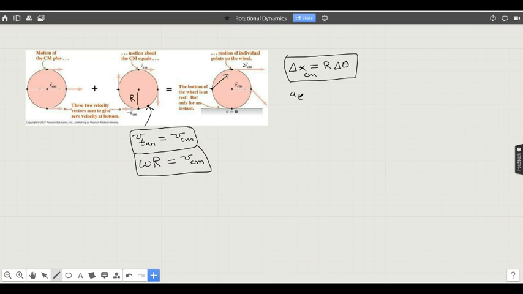Acceleration, same thing. If it's rolling without slipping, the tangential acceleration at the edge of the thing is going to be equal to the center of mass acceleration, which means a tangential, that is r times the angular acceleration, has to be equal to that center of mass acceleration. These connections are very important for you to make, otherwise you won't be able to solve these problems where you have rolling without slipping.